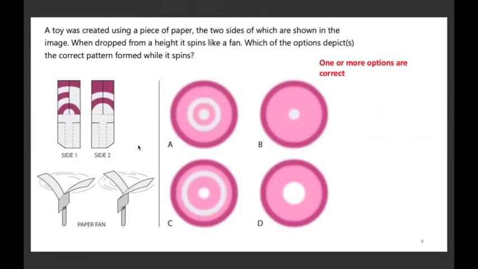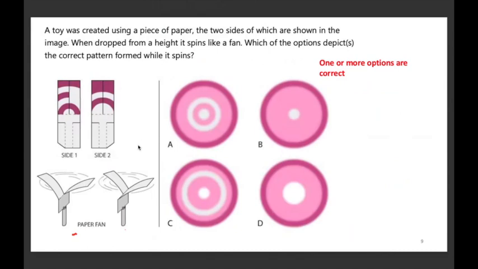A toy was created using a piece of paper, the two sides of which are shown in the image. When dropped from a height, it spins like a fan. Which of the options depicts the correct pattern formed when it spins? Okay, one or more options are possible here. Here, these are the two sides of a fan. ये fan, paper fan को ऐसे fold करते हैं, and then it can spin basically.